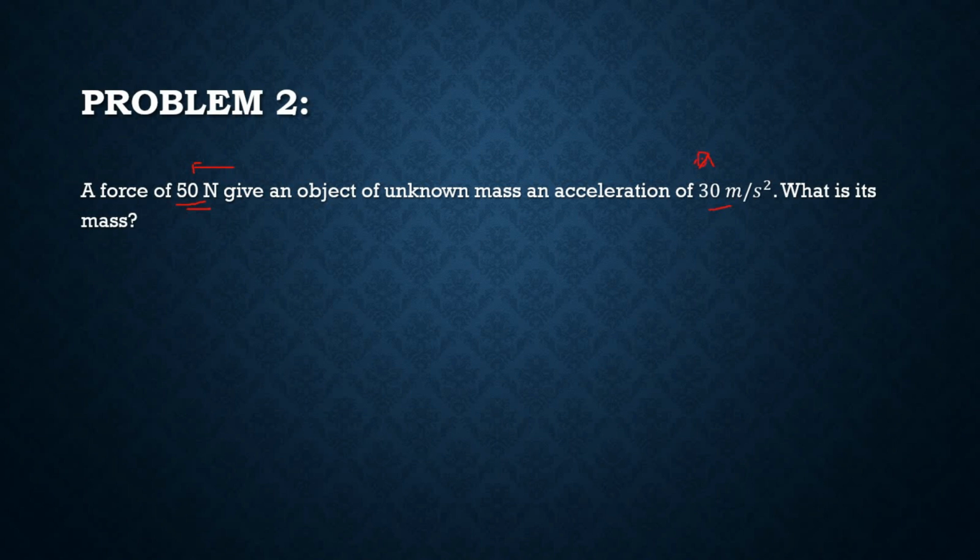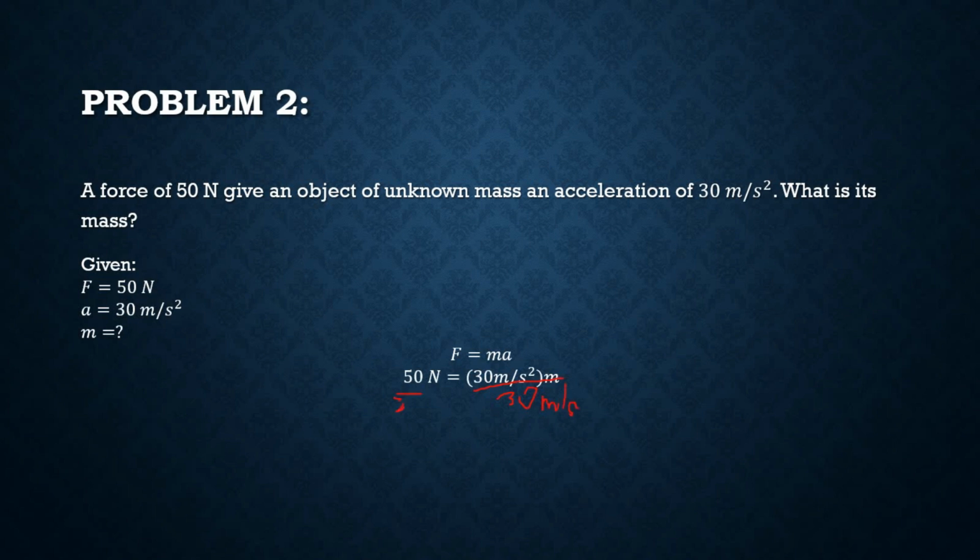So what we're looking for is the mass. The given is 50 newtons and acceleration. So next, using the formula F = ma, we substitute the variables, and then after this, we divide both sides by 30 meters per second squared.